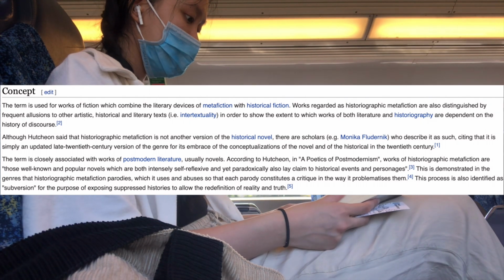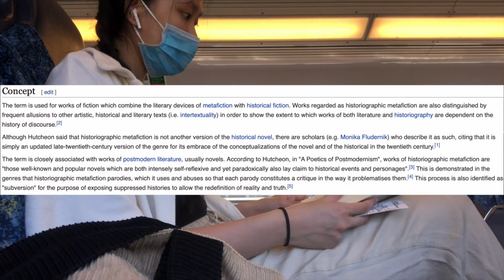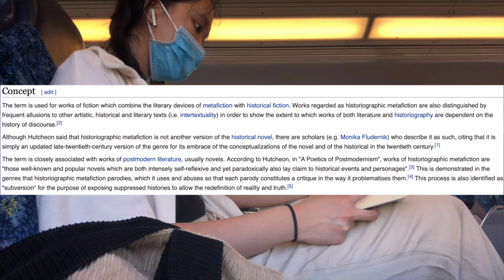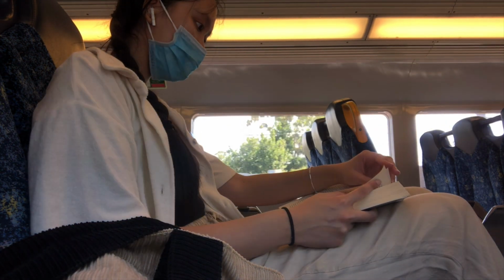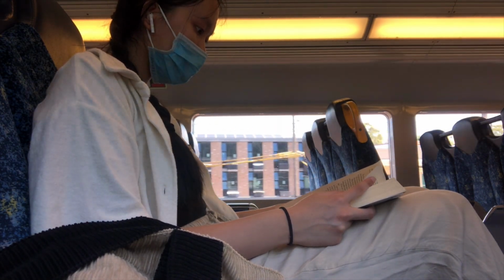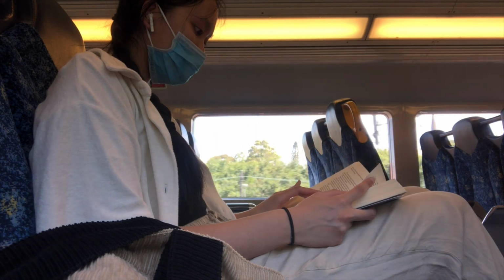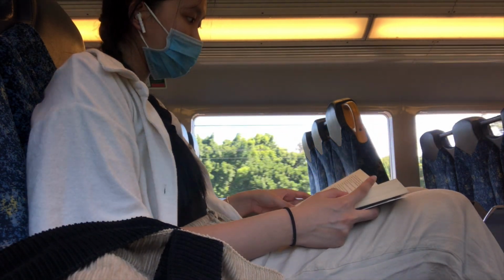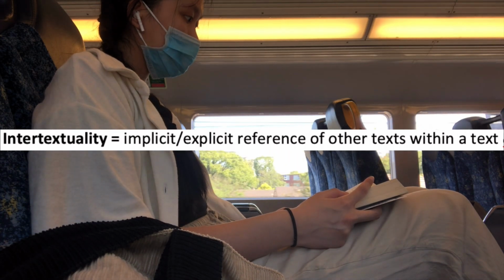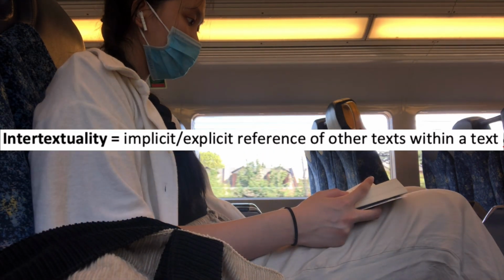So in this, history is treated and rendered as a subjective account which includes deliberate, ironical, and playful changes in historical accounts and incidences. So there's often frequent allusions to other artistic, historical, and literary texts in order to show the extent to which literature and historiography are dependent on the history of discourse. So it uses intertextuality, which is basically implicit or explicit reference of other texts within a text.